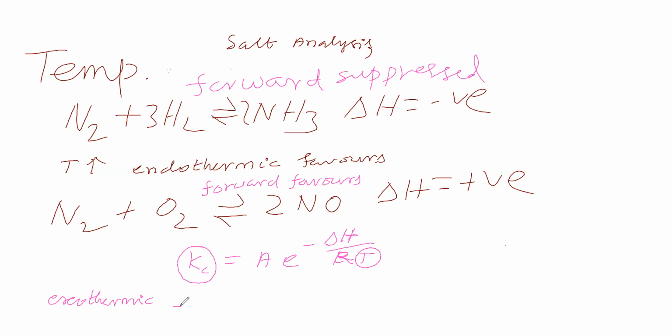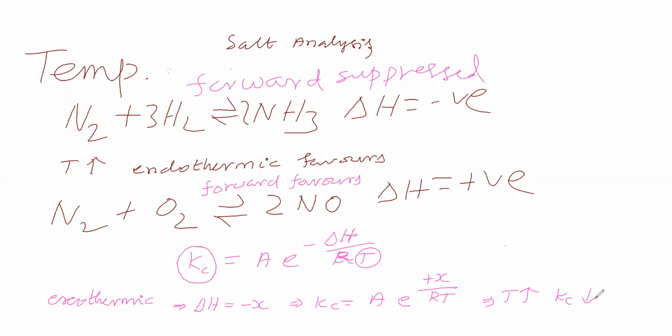Now we will take an exothermic process. For an exothermic process, delta H is equal to minus x. We substitute in the formula Kc equals A into e power minus delta H by RT, so it becomes plus x by RT. Now let us raise the temperature. When you raise the temperature, the denominator rises, so this exponential term decreases. So the equilibrium constant decreases.